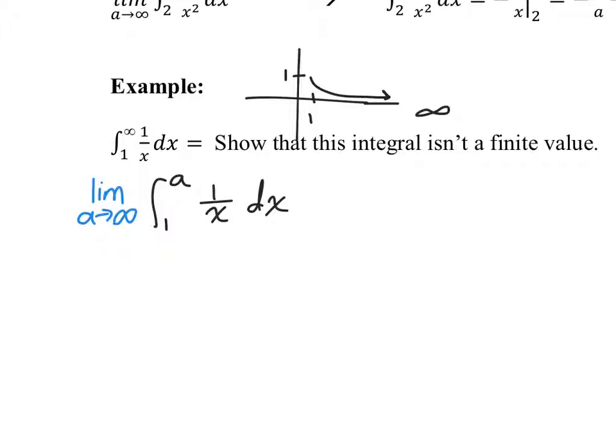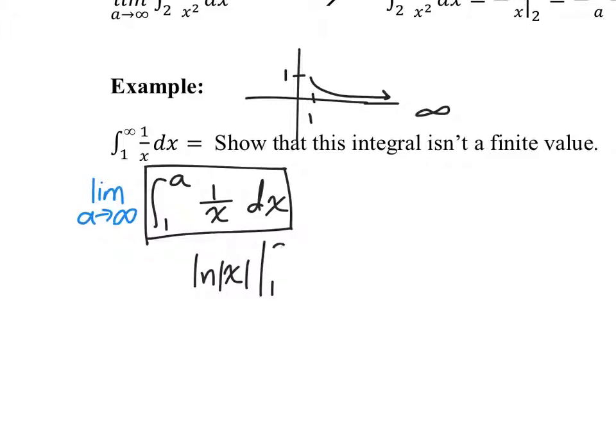So I'll focus on the black here. Just this guy. So the fundamental theorem of calculus tells us that we can integrate. That's going to become the natural log of x over the interval of 1 to a. I'll work that part out, and then we'll apply the limit. So we're looking at the natural log of a minus the natural log of 1.